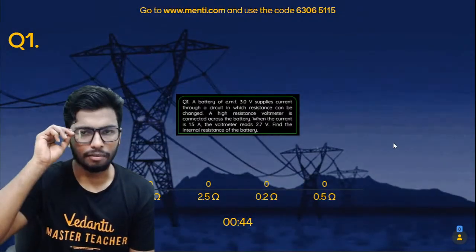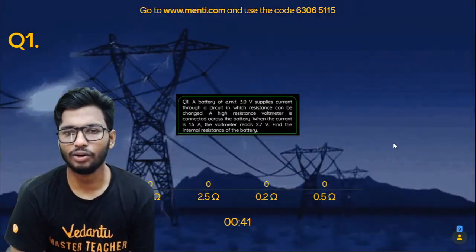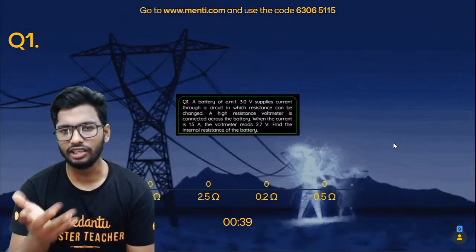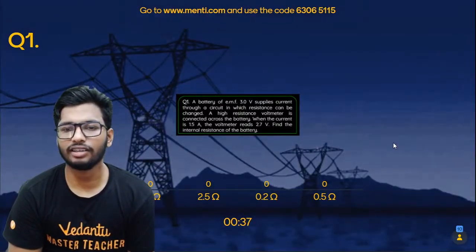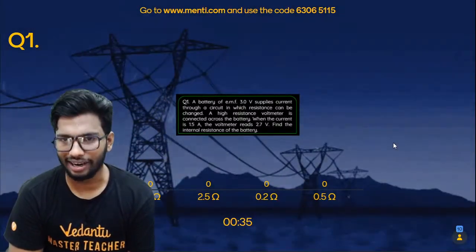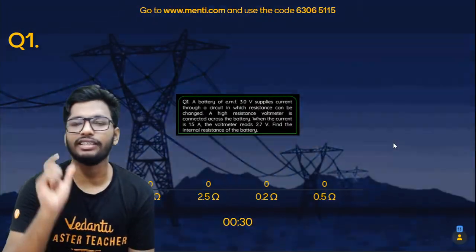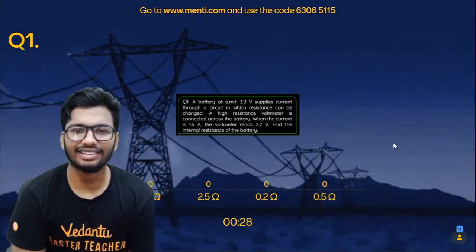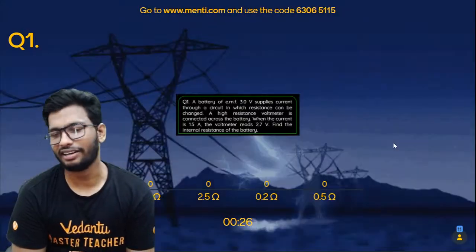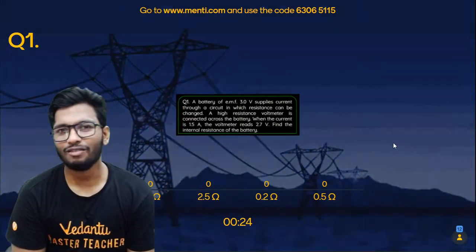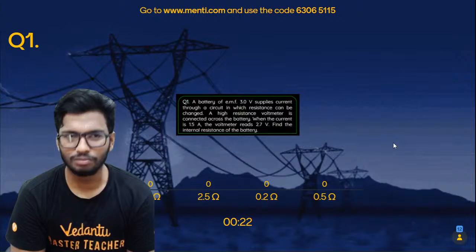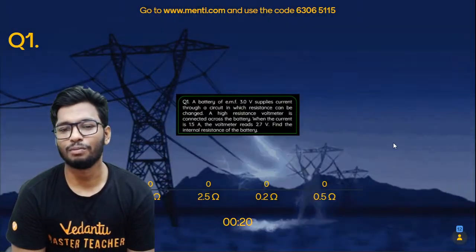I'll repeat the question again. A battery of EMF 3 volts supplies current through a circuit in which resistance can be changed. A high resistance voltmeter is connected across the battery. When the current is 1.5 amperes, the voltmeter reads 2.7 volts. Find the internal resistance of the battery. Options: 1.5 ohms, 2.5 ohms, 0.2 ohms or 0.5 ohms.